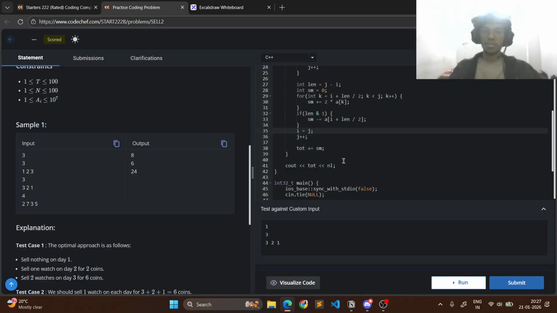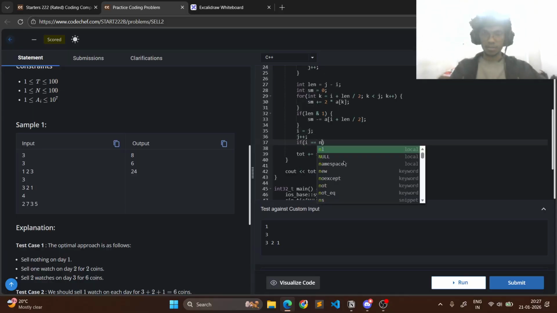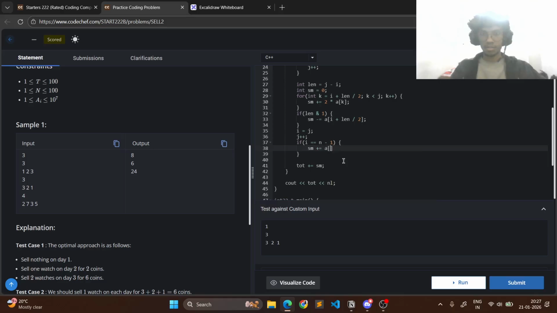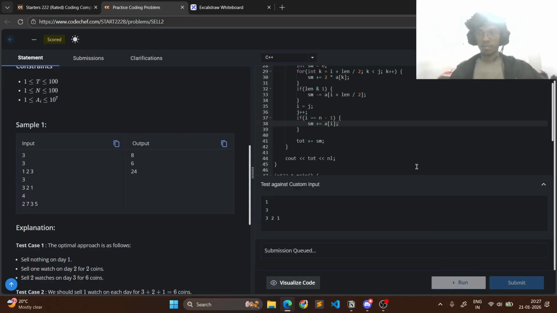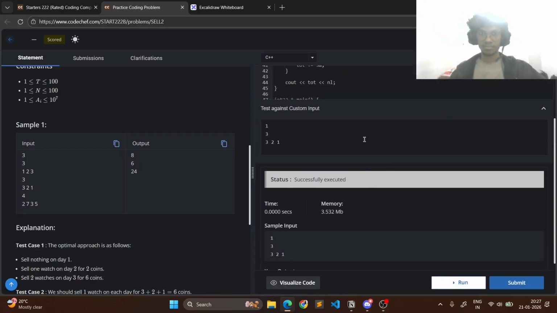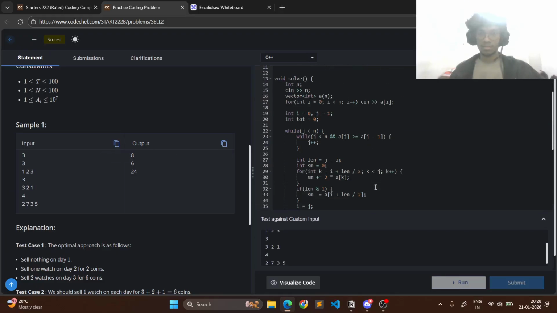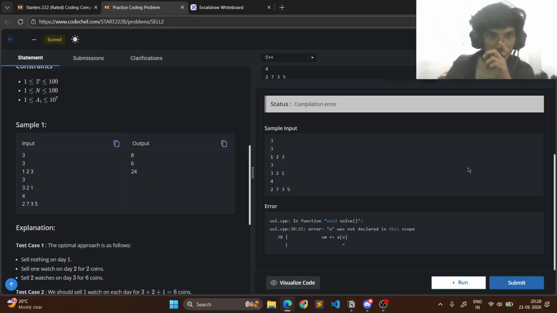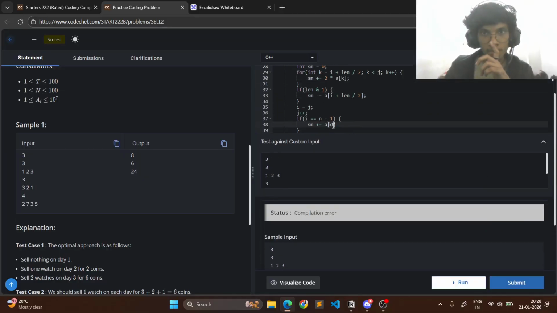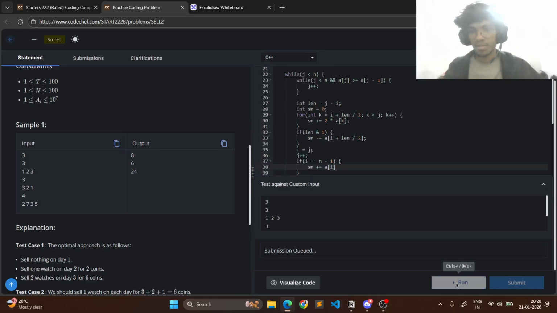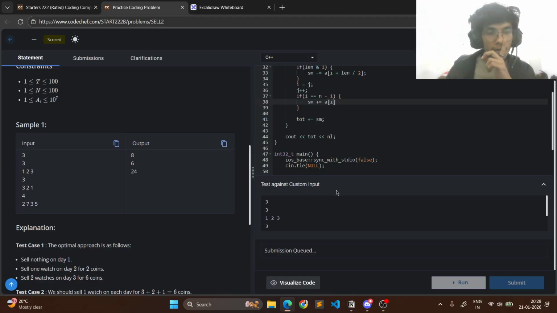So if I equals to j, so if I equals to n minus 1, then j is already n, so just subtract the last, I guess. Alright. Yeah, I changed that.